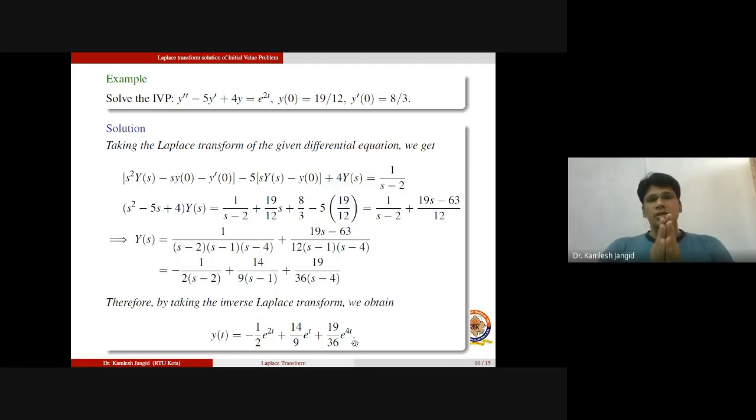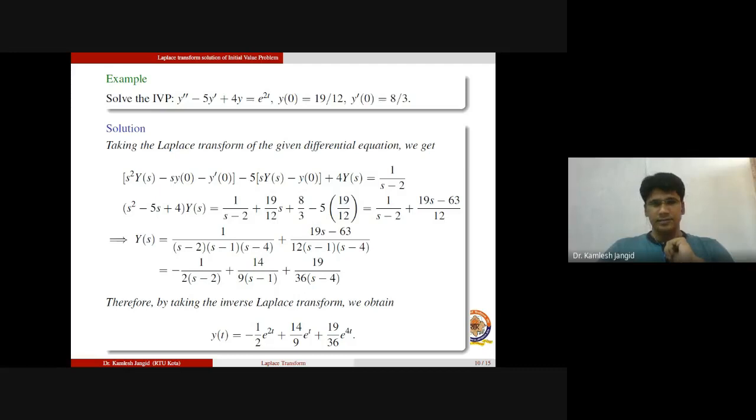So to find the solution of initial value problems, we need to know the Laplace transform of the elementary functions. Elementary functions means constant function, exponential function, polynomial function, trigonometric functions and hyperbolic functions, because we use them directly. Right?